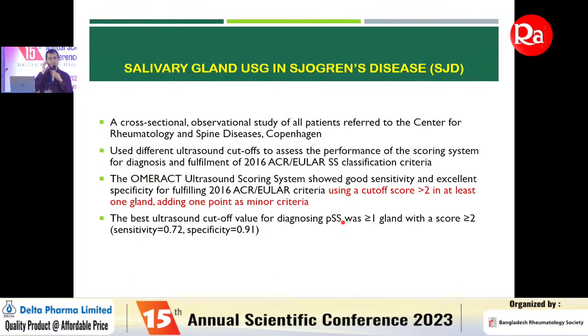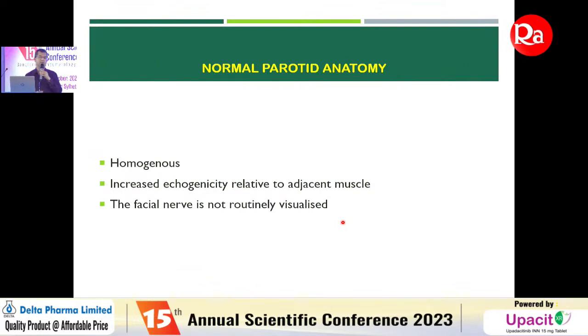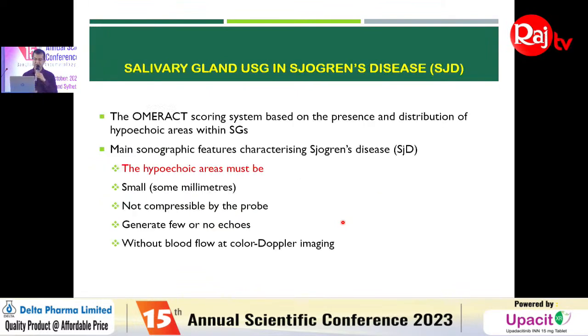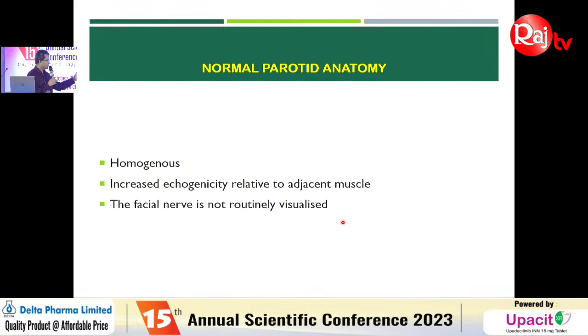But in ultrasonography, we assess the parotid and submandibular glands. In this assessment, among these four glands, if any one gland achieves a score of 2 out of the 0 to 3 scale, then that may help in the identification of Sjogren's disease. So what is the normal anatomy? It is usually homogeneous.